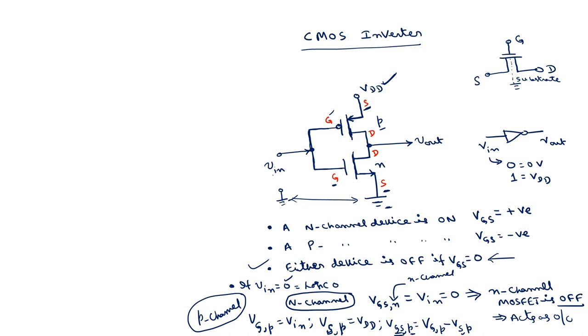VGS P means VG minus VS. VGP is equal to Vin, VSP is equal to VDD. Vin minus VDD. What is Vin? 0. 0 minus VDD is minus VDD. And this is negative. So, VGS of P channel is negative. So, what happens? Device is on. Implies P channel MOSFET is on. Ideally, it will act as short circuit.